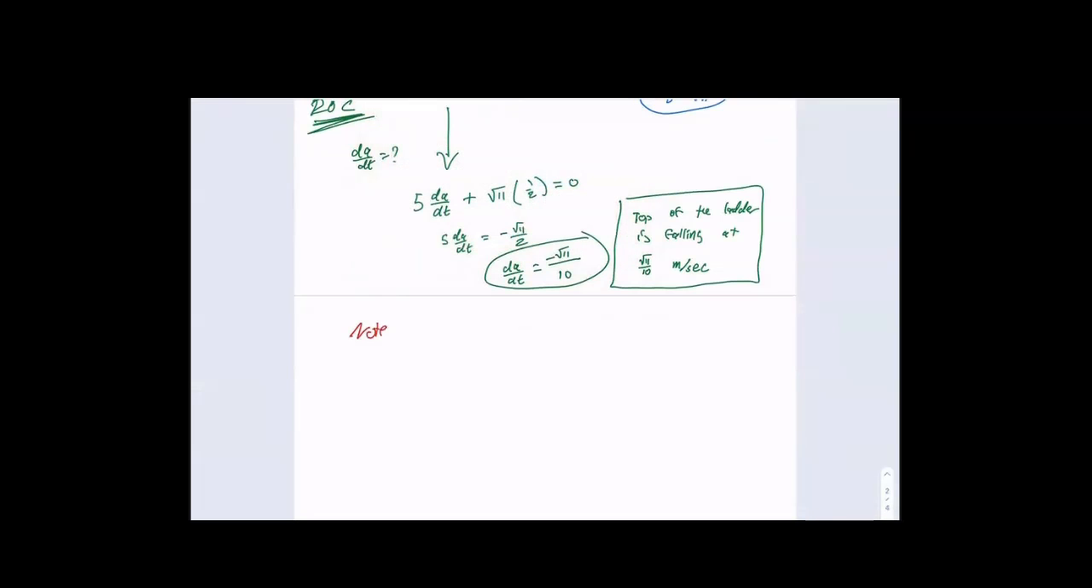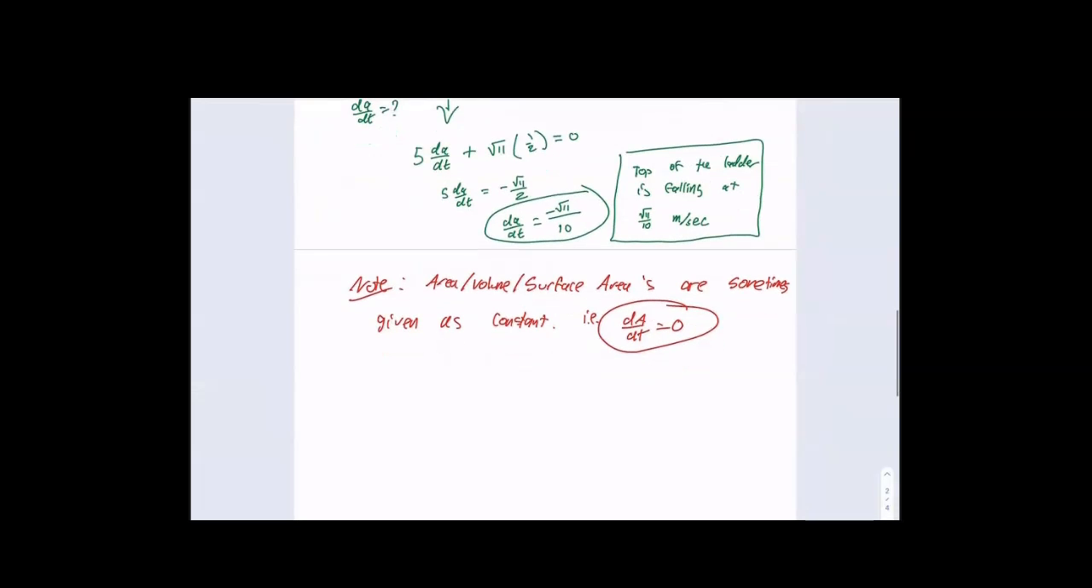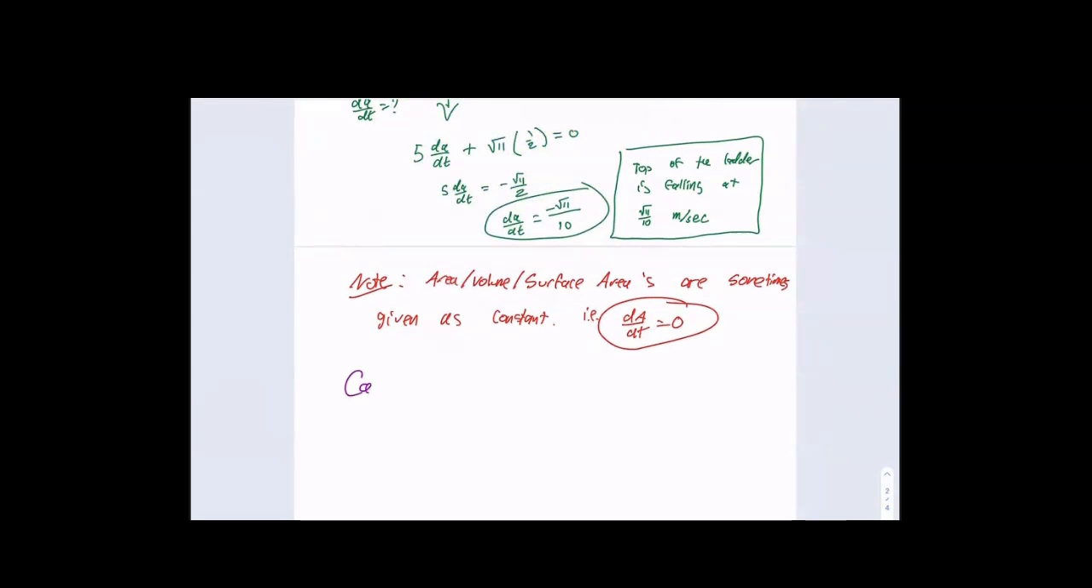This is more of an important note. The area, volume, or surface areas are sometimes given as constant, i.e. dA/dt is 0. Okay? You can still do the same thing of plugging in, but you need to be careful.